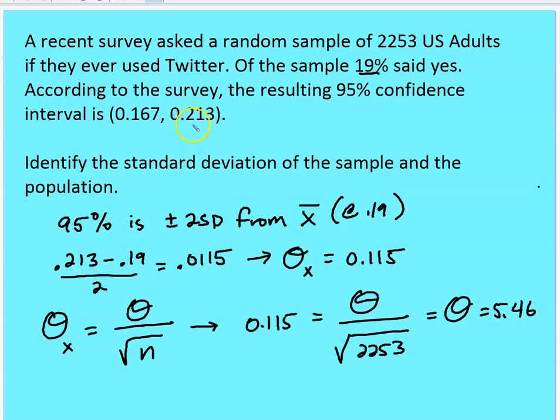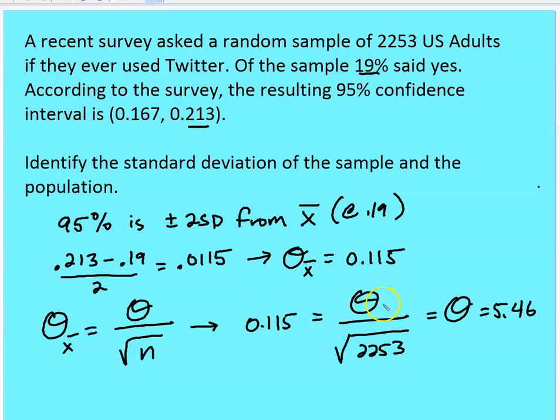So we're going to take the upper limit in the interval. We're going to subtract the mean from that value to get our 2 standard deviations. Divide by 2, we end up with 0.0115. That's our sample standard deviation. And then we're going to use that to figure out the value of the population standard deviation.